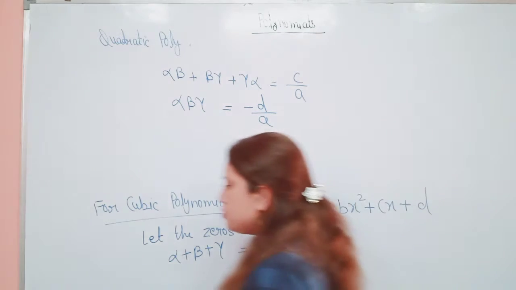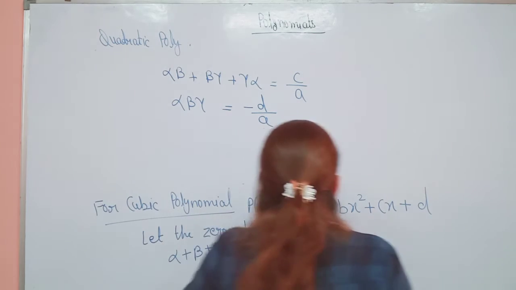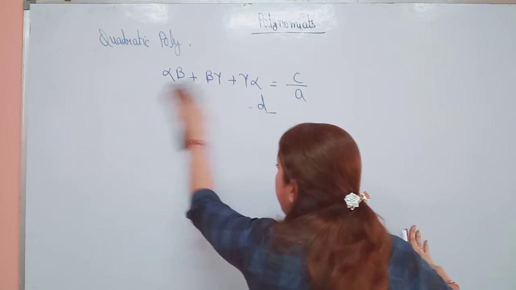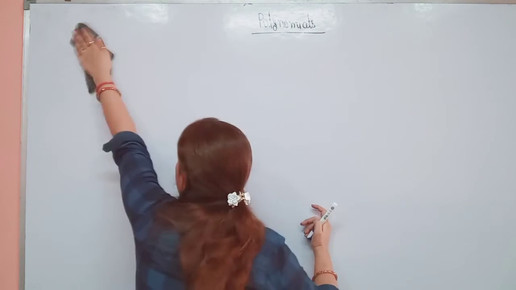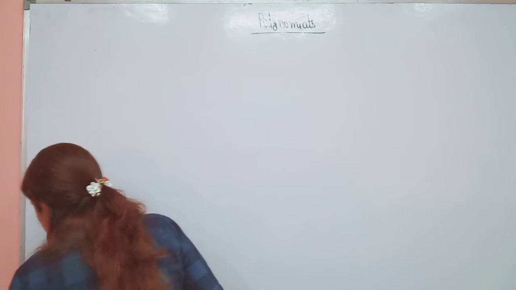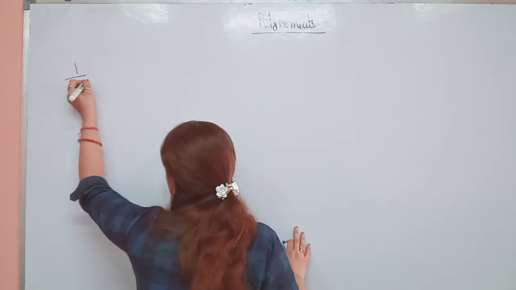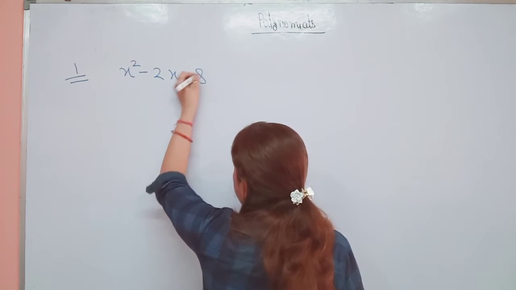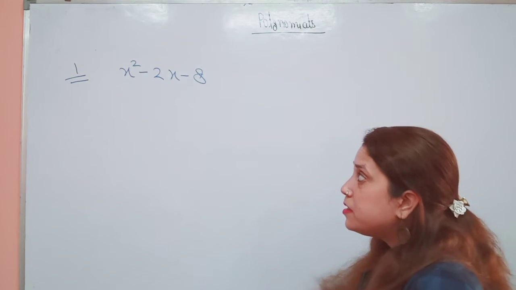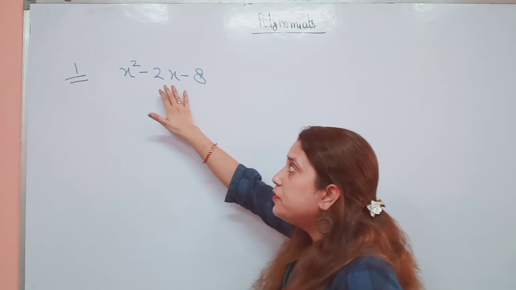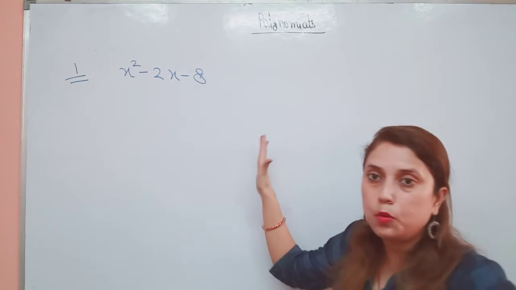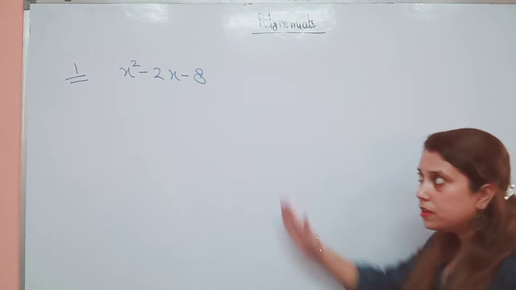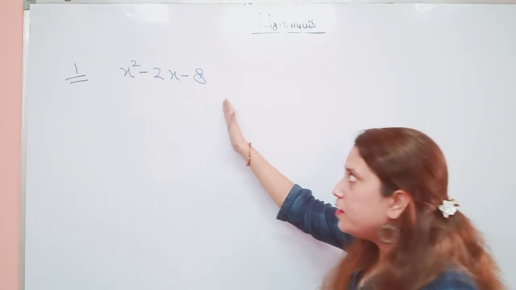Okay beta, now let's do some questions related to zeros: how to find the zeros, and the relationship between zeros and coefficients of polynomials. So first we take the example x square minus 2x minus 8. The question is: find the zeros of the given polynomial, and after that find the relationship between the zeros and the coefficients of the polynomial. Okay beta, so first we find the factors.